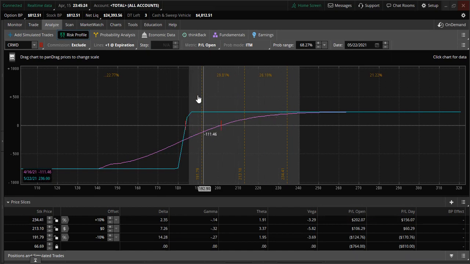The shaded area here gives you the probability of the price of the stock landing in this range by the expiration date. And what this does is this gives you a 68.27% chance that the price of the stock will land somewhere in this shaded area.